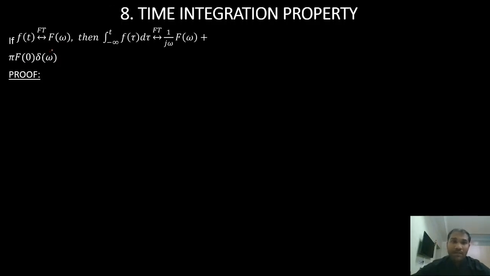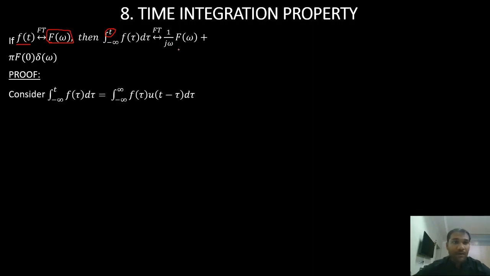Next one is the time integration property. In time differentiation, what did we do? We differentiated the time domain signal. So in the time integration property, we are going to integrate the time signal from minus infinity till t. T means till the present time. Till the present time, we are going to integrate it and see how my frequency domain signal F of omega changes.